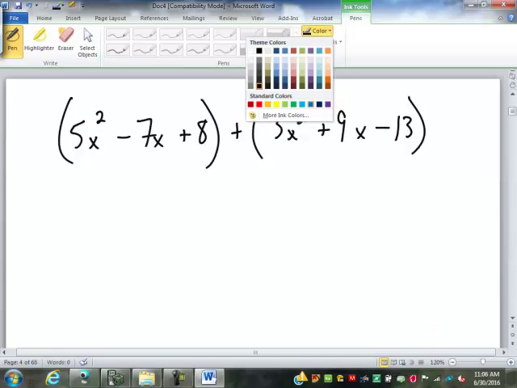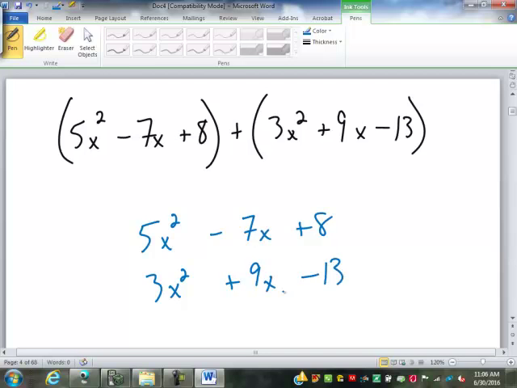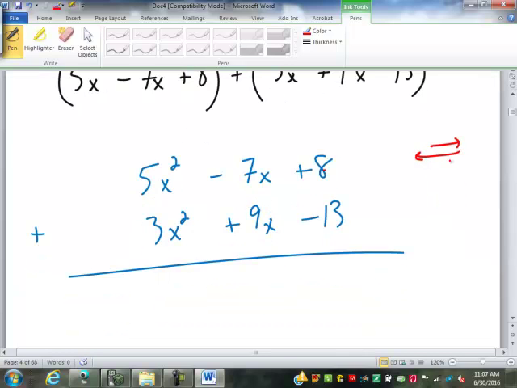So the first thing we have to do is we're just going to set this up like we would any other addition. 5x squared minus 7x plus 8, and 3x squared plus 9x minus 13. And then we're just going to add down the columns like we would, again, with any other addition. The difference is some of our digits are negative. So we have 8 plus a negative 13. Well, it's positive 8, negative 13. That results in negative 5.